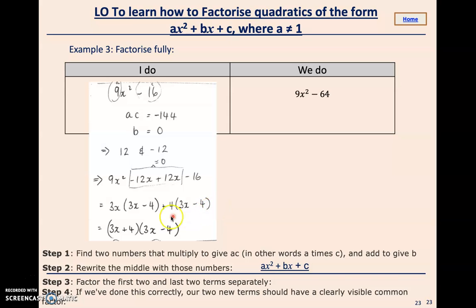So again, because we've done this correctly, we can see that both of our brackets here are the same. So we can take out 3x minus 4. And then we've just got 3x in our other bracket plus 4. So we've got 3x plus 4, 3x minus 4. You can pause the video now and give the we do a go.